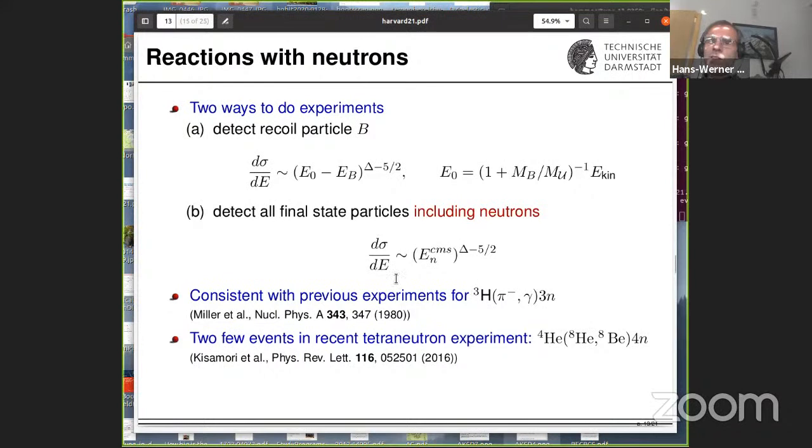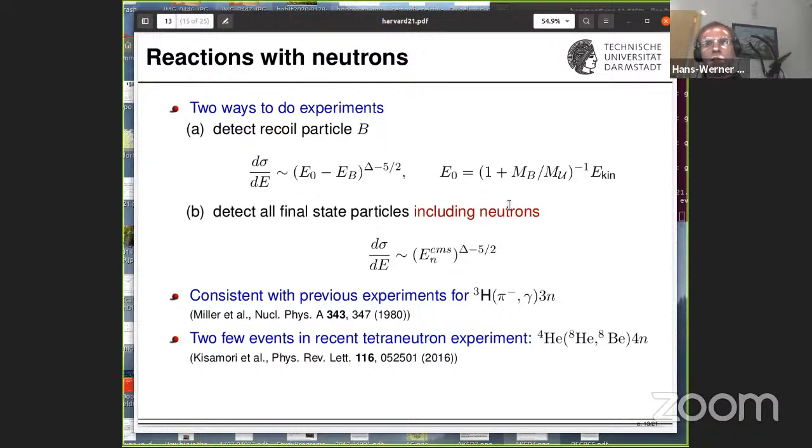So this was radiative pion capture on triton, and the final state had three neutrons, and they have just these energy distributions that are predicted by conformal symmetry. But it turns out if you take the data from these old experiments, they are consistent with this prediction. But you cannot really extract the exponent because the data are not precise enough.